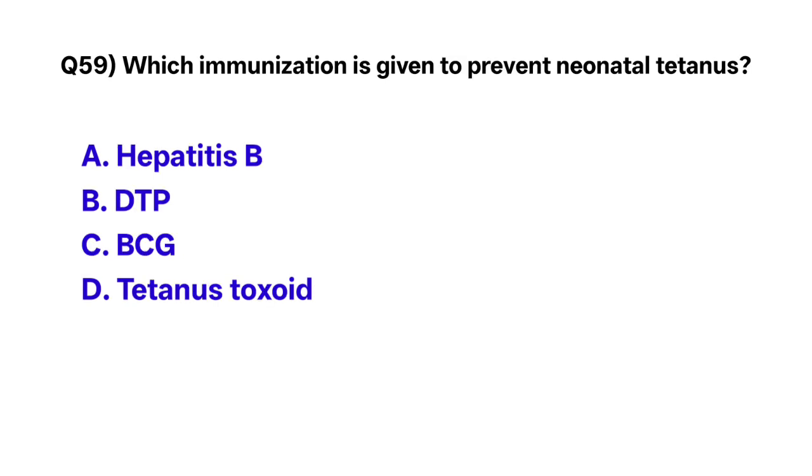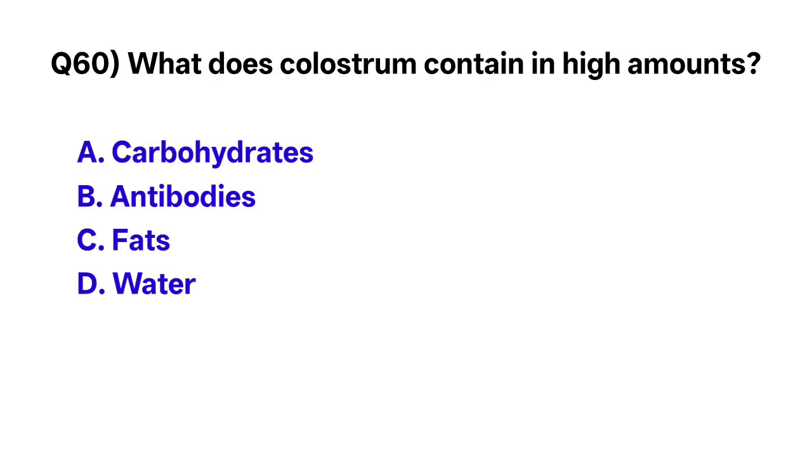Question number 59. Which immunization is given to prevent neonatal tetanus? The correct option is tetanus toxoid. Question number 60. What does colostrum contain in high amount? The correct option is B. Antibodies.